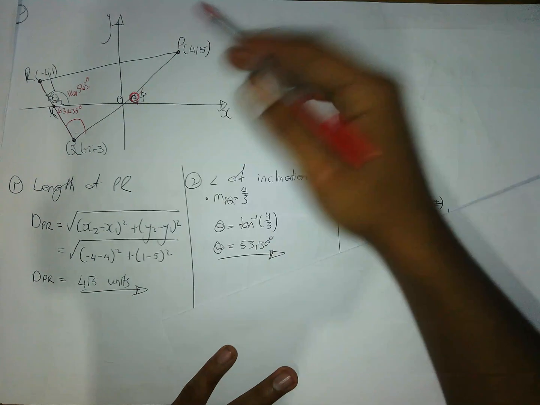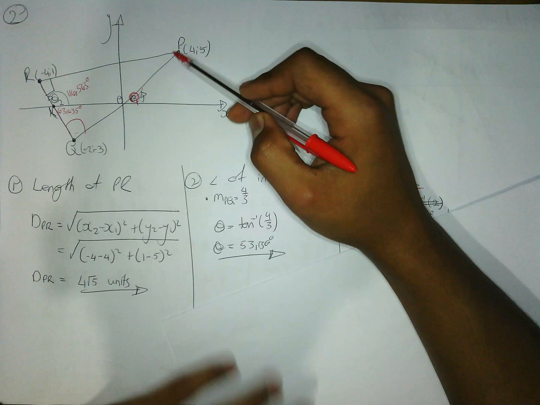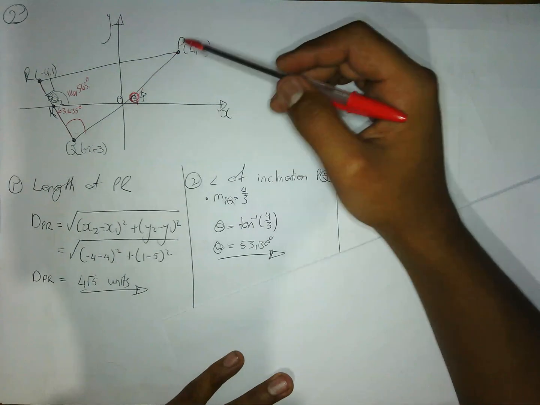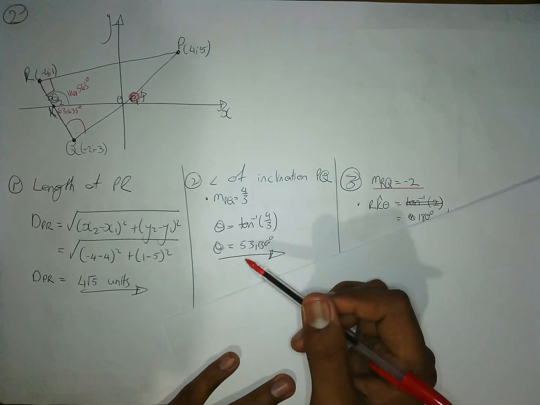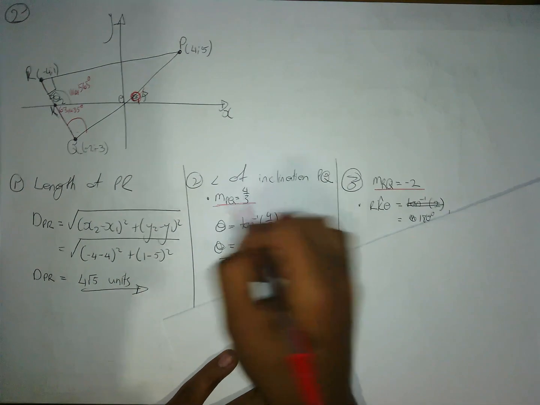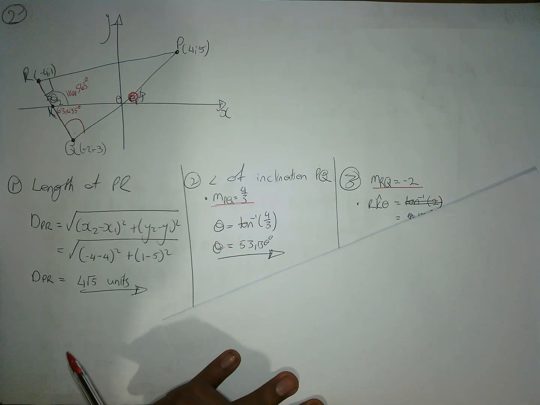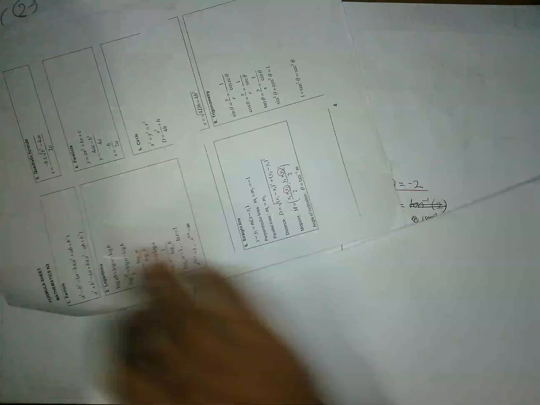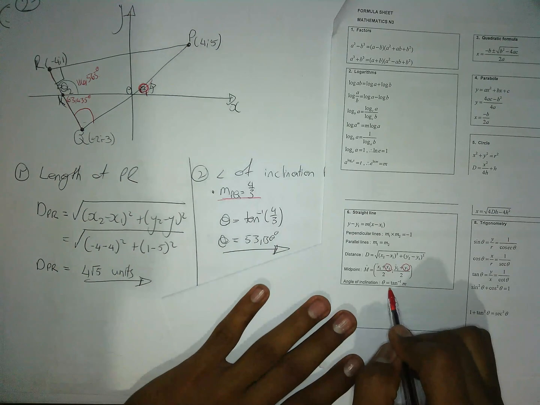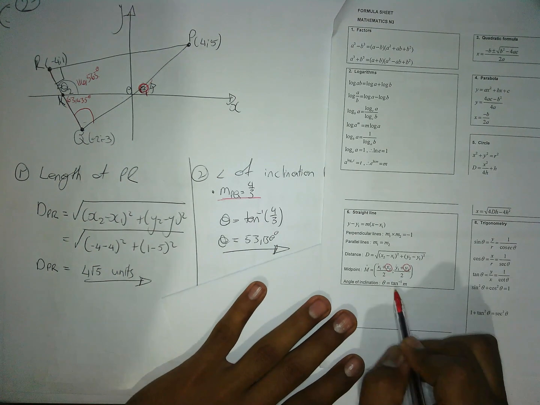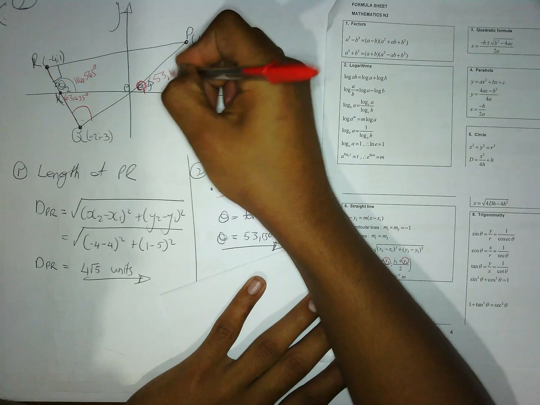So this angle is very straightforward. Angle of inclination, it's an acute angle. The formula is exactly the same: theta equals inverse tan of the gradient, and the gradient was given to us as 4/3. All I do is look at my formula sheet and I see, oh, over here is the angle of inclination. So I substitute in, and I get 53.13 degrees.